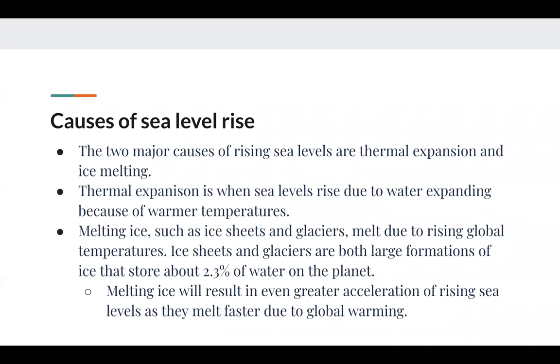Melting ice, such as the ice sheets and glaciers, melts due to the rising global temperatures, and the ice sheets and glaciers are both large formations of ice that store about 2.3% of the water on the planet. And around 2.3% of the water on the planet, for context, is about 7.5 million trillions of water. I know that number sounds made up, but it's real if you Google it, and it's such a large number that I can't even wrap my mind around it. Just to know that that much water is being stored, but now since the temperatures are rising, it is being released into the ocean, doesn't sound good. These melting ice caps result in a greater acceleration of the rising sea levels, and this is all because of the process of global warming.